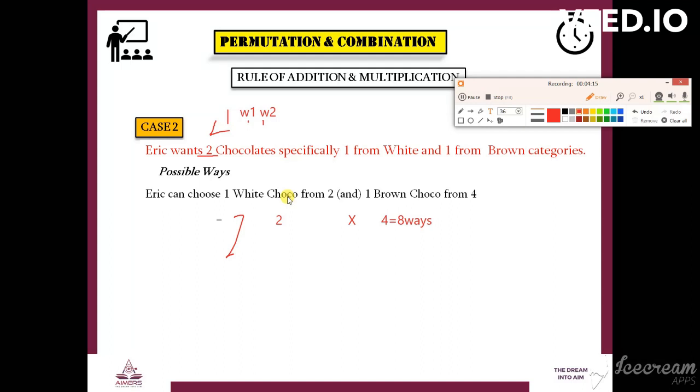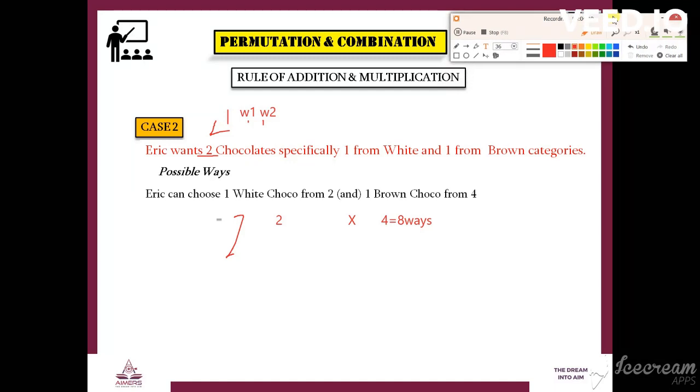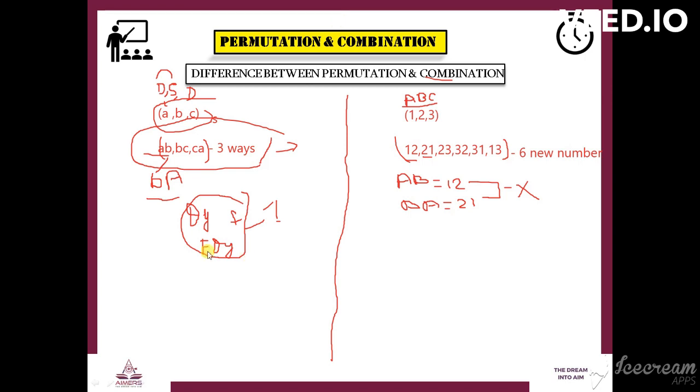So now I think you understand how we can use this rule of addition and multiplication, and how we can solve these questions even if permutation and combination is not there. Okay, thank you. So let's come to the point again.